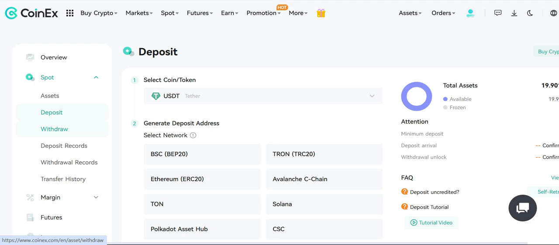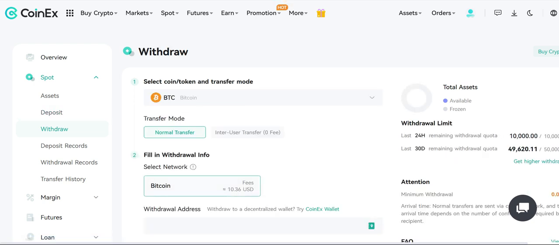There's also the withdraw option here. If you click on withdraw, here you can withdraw your cryptocurrency from the exchange over to your wallet or maybe to another cryptocurrency exchange. And there's also an inter-user transfer, which has zero fee. This is if you want to transfer to another user that has a CoinEx account.